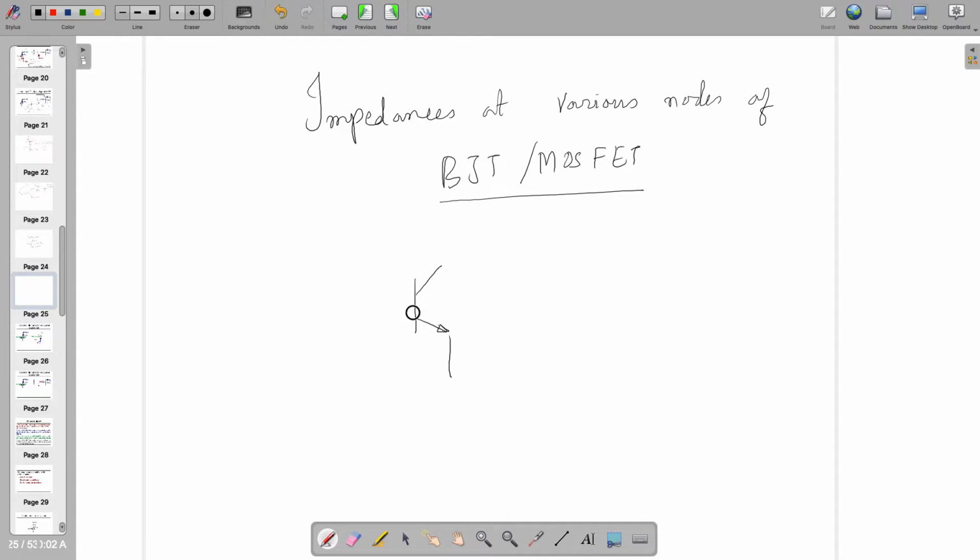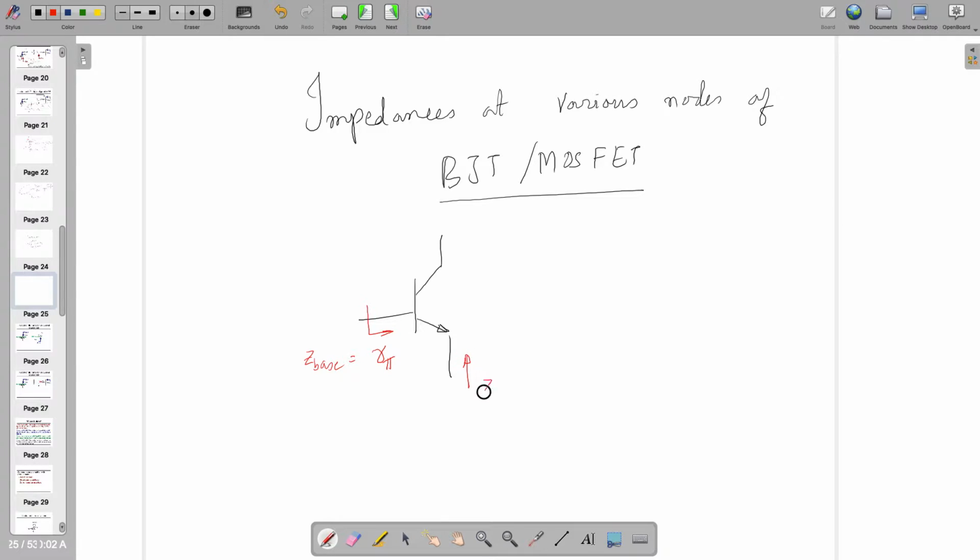Just for revising, can you tell me, Shashank, what is the impedance looking into the base? This is, by the way, a BJT. You have to draw the equivalent small-signal model. Yeah, Manvendra, r_pi. It's very easy. r_pi.